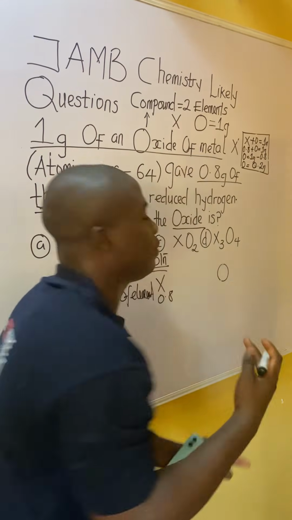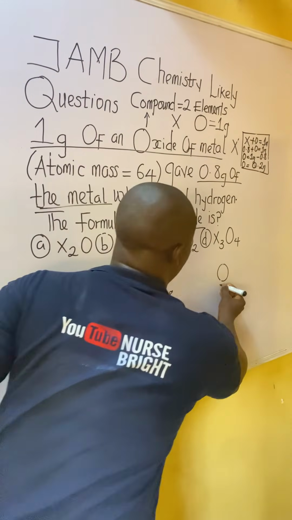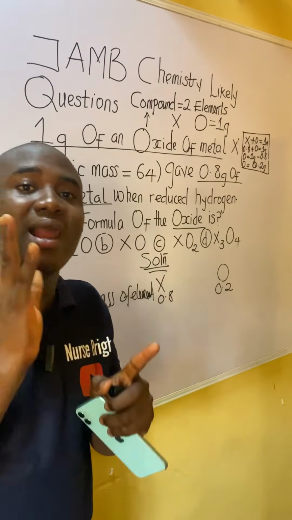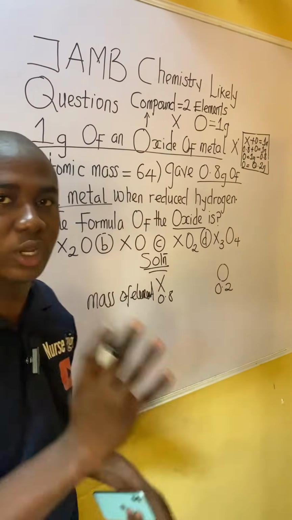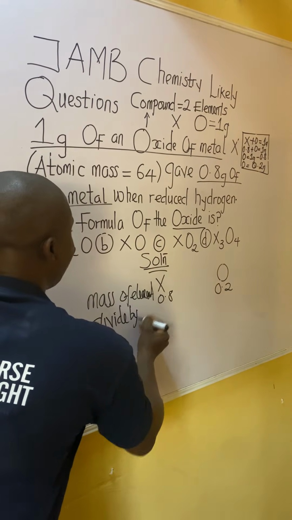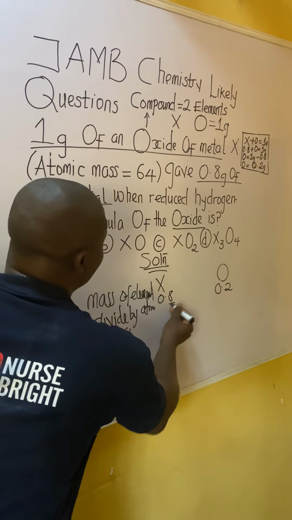0.2 grams, all right, because 1 minus 0.8 is 0.2. So moving further, the mass of oxygen becomes 0.2 grams. Moving further, the next step to take whenever you are solving questions on empirical formula is to now divide by atomic mass. Divide by what we call atomic mass.